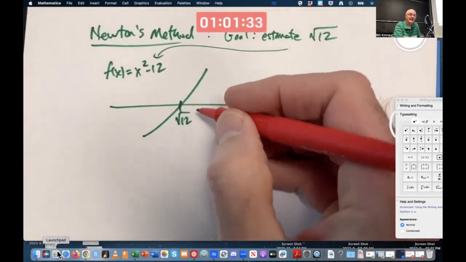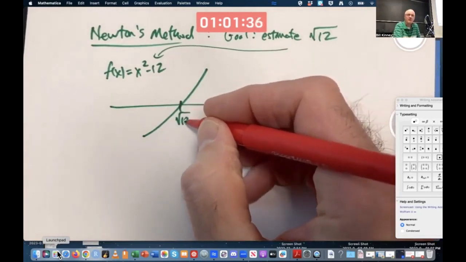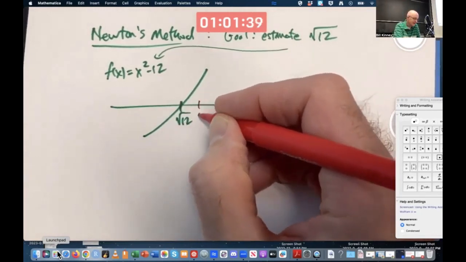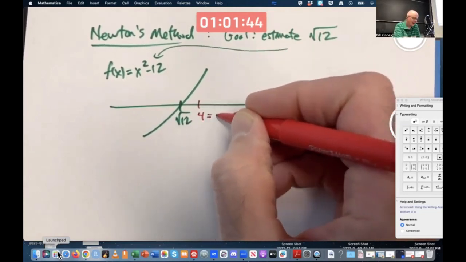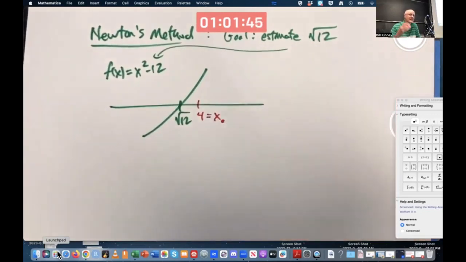You come up with a guess first. Square root of 12 is certainly between 3 and 4. Maybe you guess the simple number 4 to begin with. Call that x sub 0. That's like your seed, as in the project. Is it right? No, it does not equal square root of 12. But it's not super far away from it.